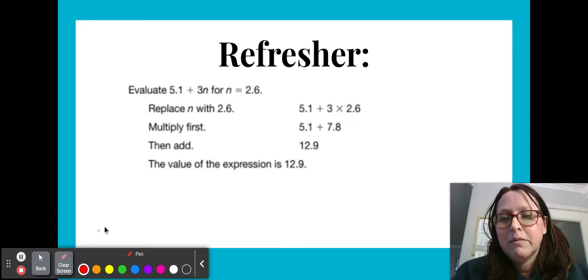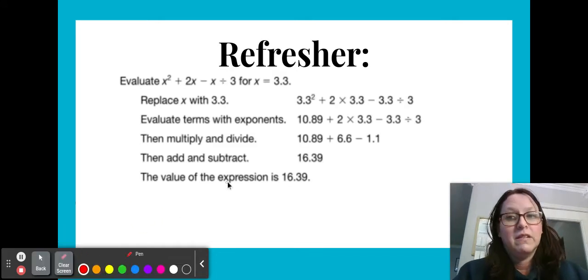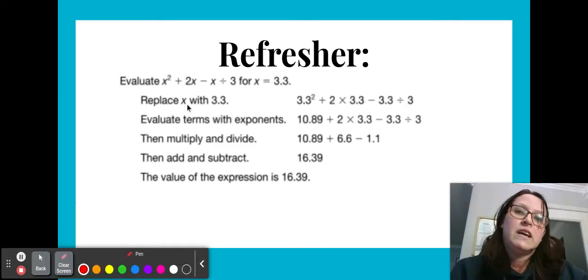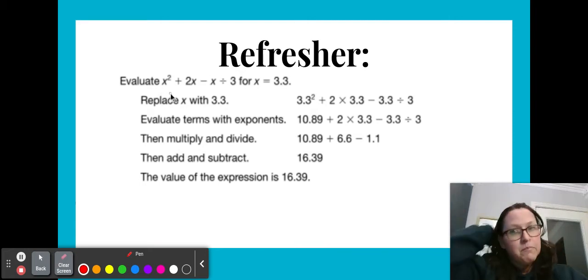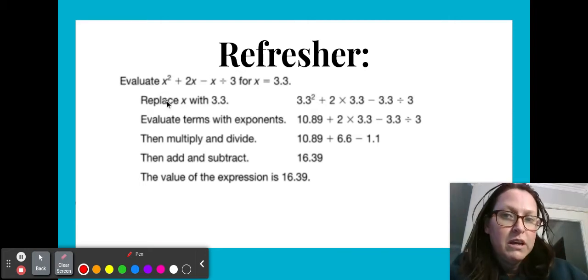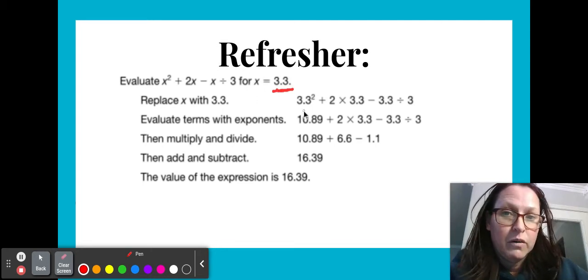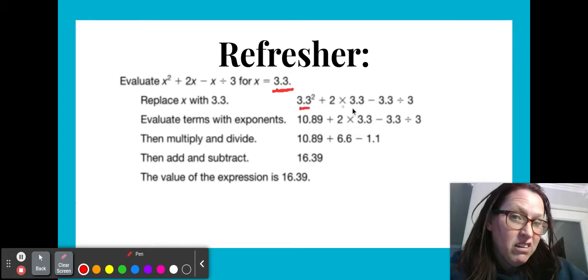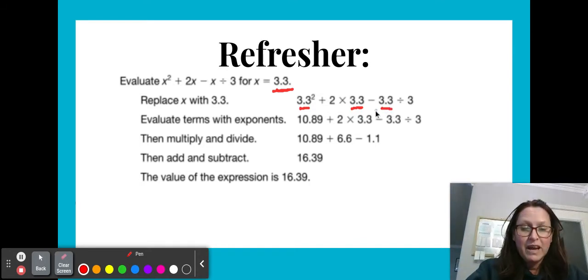Let's look at another problem right here. This one's a lot trickier. It tells me evaluate x squared plus 2x minus x divided by 3 when x equals 3.3. So I have to substitute 3.3 in for all of the x's. So I substitute 3.3 in here. I substitute it in here. I substitute it in here. And now I get to solve it.